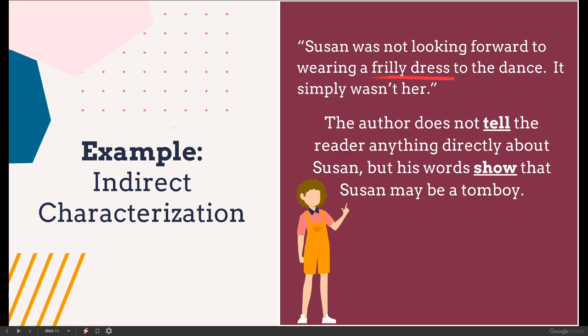Because we see that the frilly dress is something that she has to wear to this dance, but we also see that she's not excited about it. We also see that she says it simply wasn't her, which reveals her identity. Being in a dress, going to a dance, that ain't her. So that's an example of indirect characterization. And now you know.